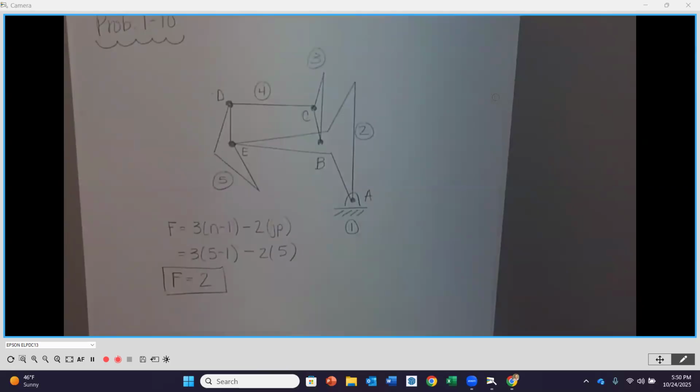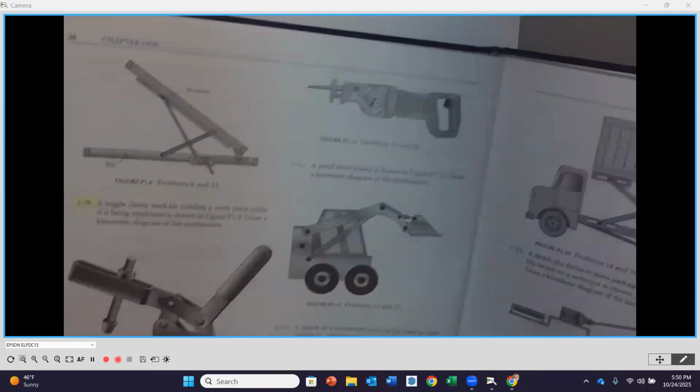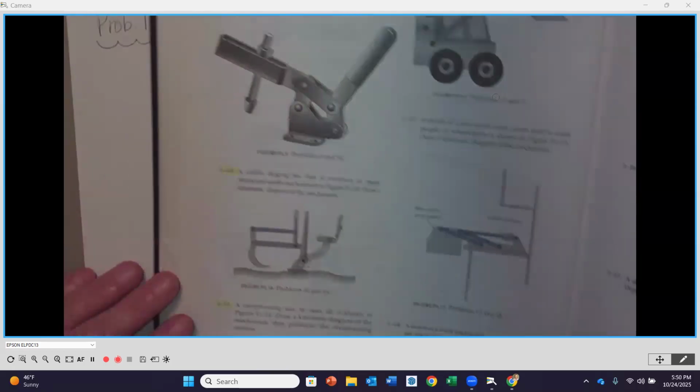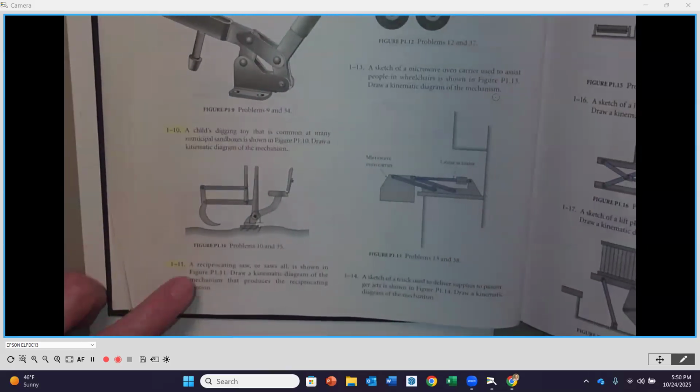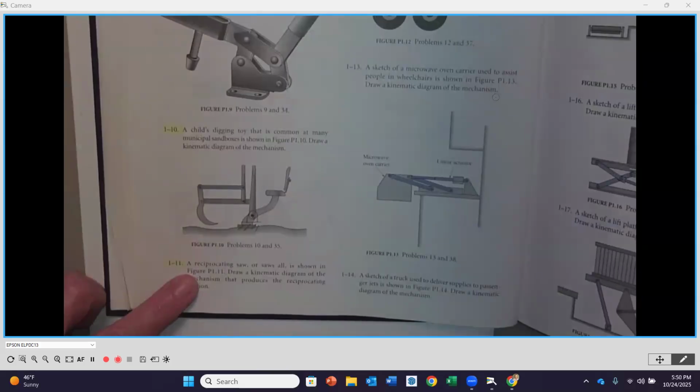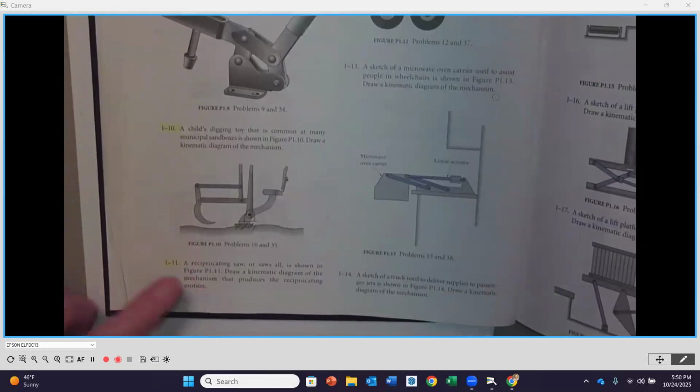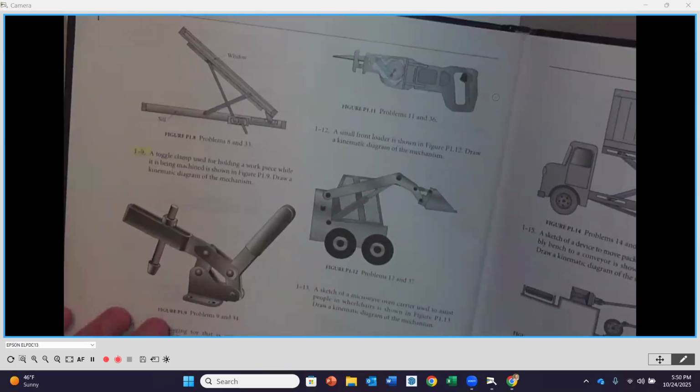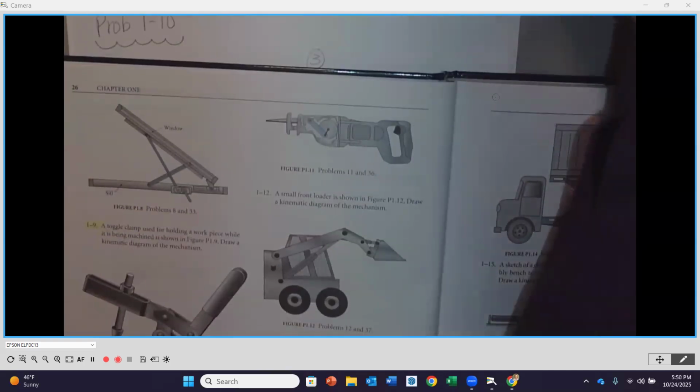All right, so that's 110. Before we move on to looking at our next one, does anybody else have any questions? Okay. All right. Our next problem is 111, and the statement is down here at the bottom of the column. It's a reciprocating saw. We want to draw the kinematic diagram, and the diagram is up at the top here.